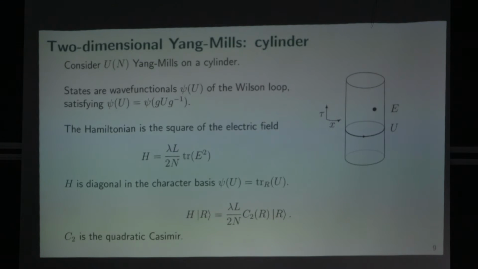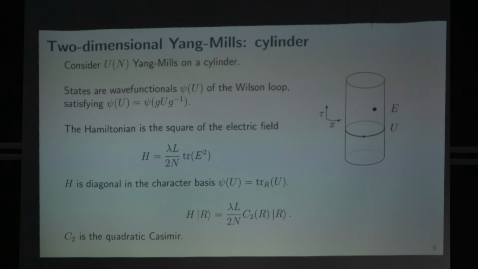Okay, so here's a canonical description of the closed sector of the theory on a circle. States are wave functionals of the Wilson loop around the circle. And gauge invariance imposes that they be class functions, namely that the wave function is invariant under conjugation by a group element G. The canonical conjugate to U, in a sense, is the non-abelian electric field E, and the Hamiltonian is just trace of E squared.